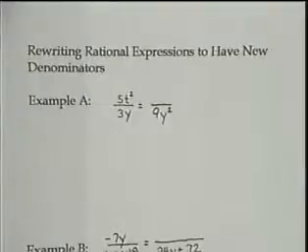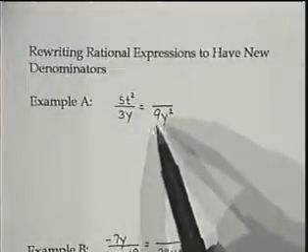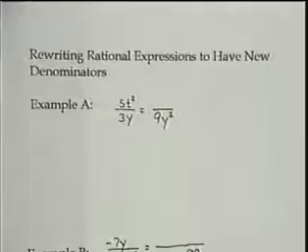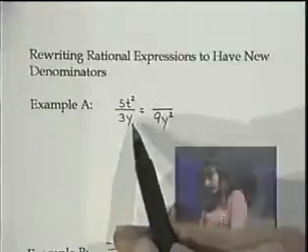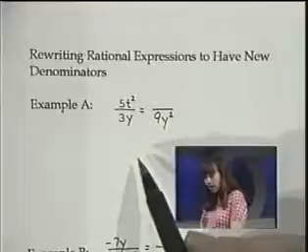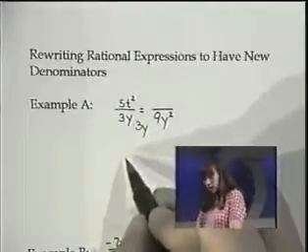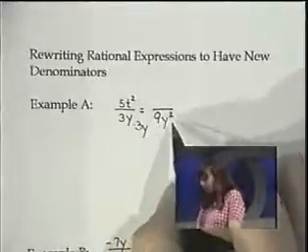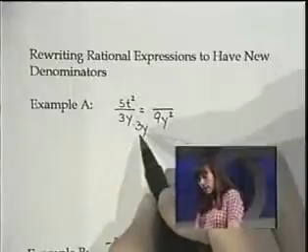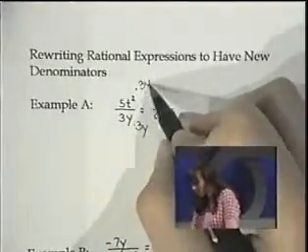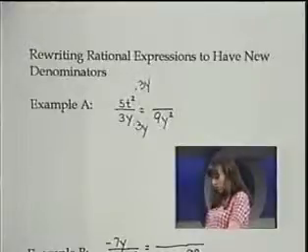Our first example, A, is 5t squared over 3y equals what over 9y squared? You want to convert this fraction to this fraction. To do this, you have to ask yourself, 3y times what gives me 9y squared? Well, 3y times 3y would give me 9y squared. If you multiply the bottom by 3y, then the rule is that you also have to multiply the top by 3y, just like when converting regular fractions.